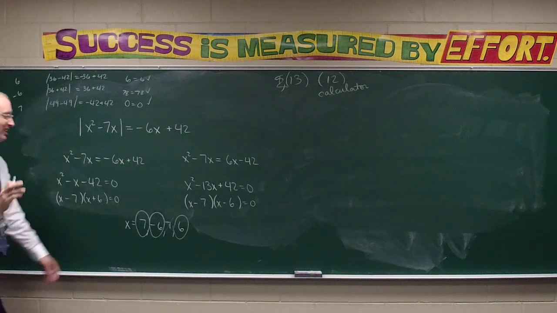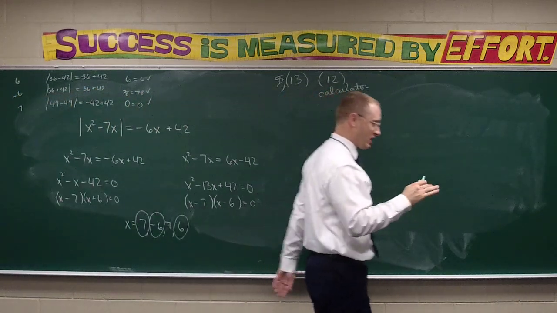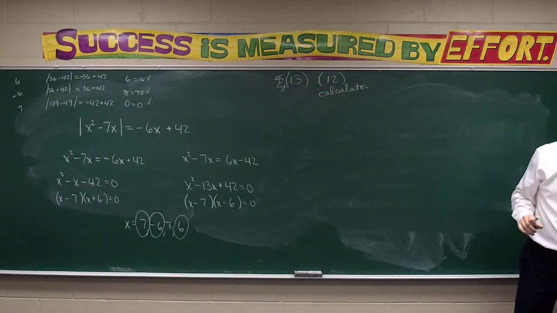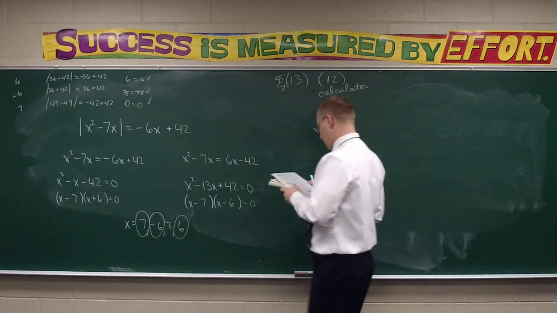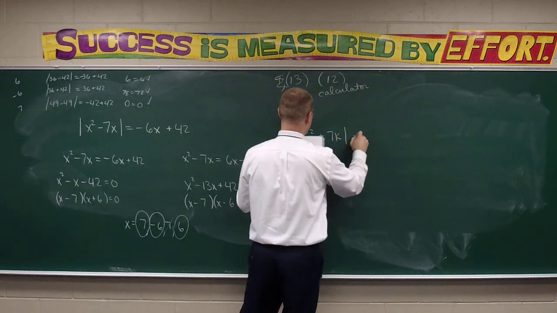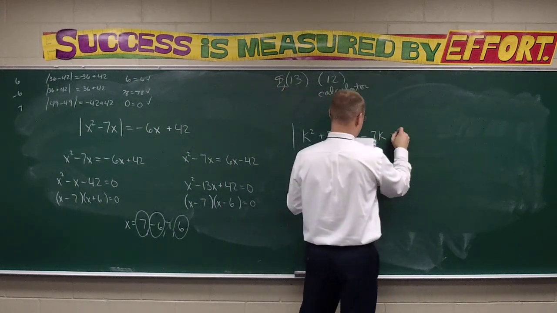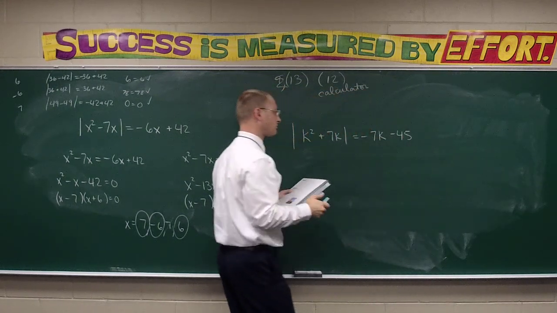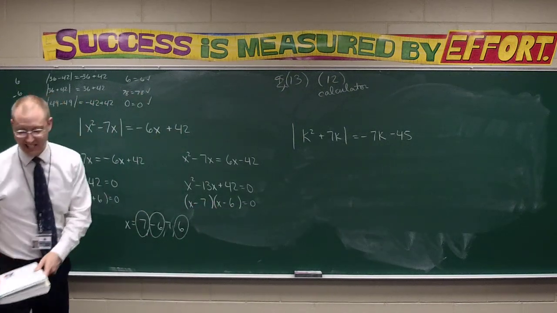All right, let's take a look at 12. So if you've already done it, you can sit there and just kind of check your work. If you haven't gotten to 12 yet, copy it down with me now, if you would, please. We've got the absolute value of k squared positive 7k is equal to negative 7k negative 45. So a whole lot of negativity, by the way.